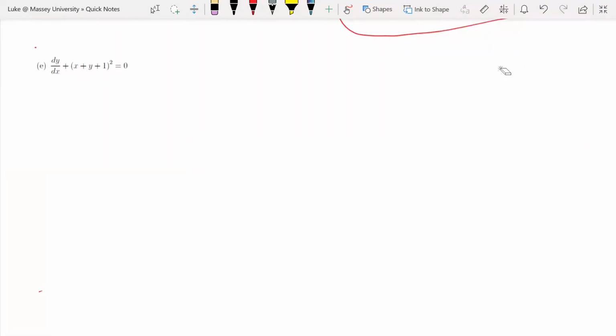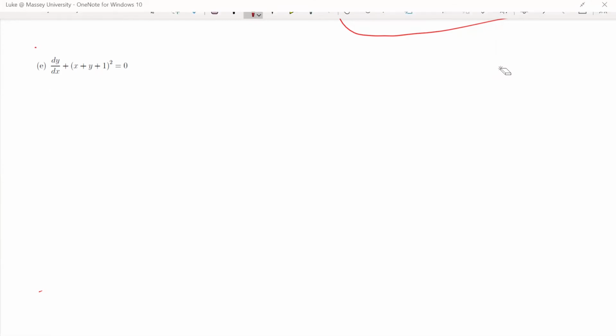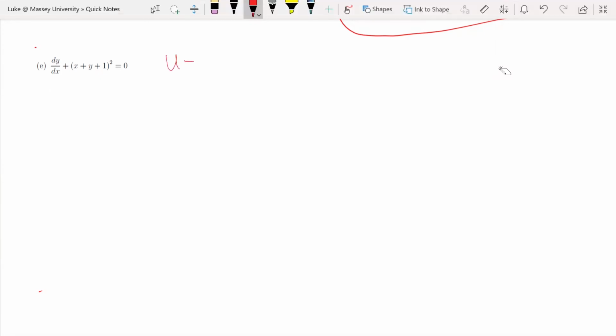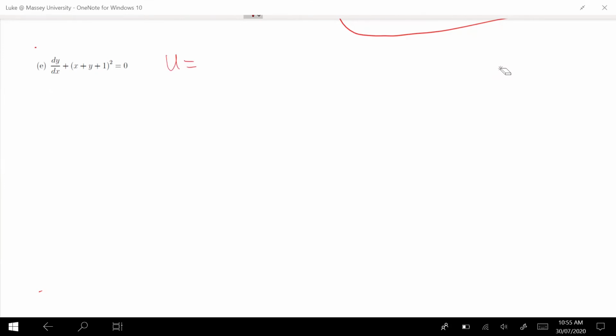Okay, so question E I can immediately see is not going to be separable, and it's also not going to be linear. You can also check that it will not be exact or homogeneous. Well, it's pretty straightforward to check that, so maybe you might like to do that. But I can actually see that an obvious choice here is to make the substitution u is equal to x plus y plus 1.